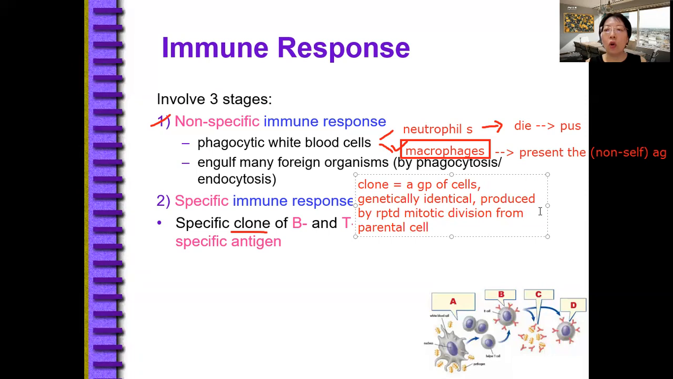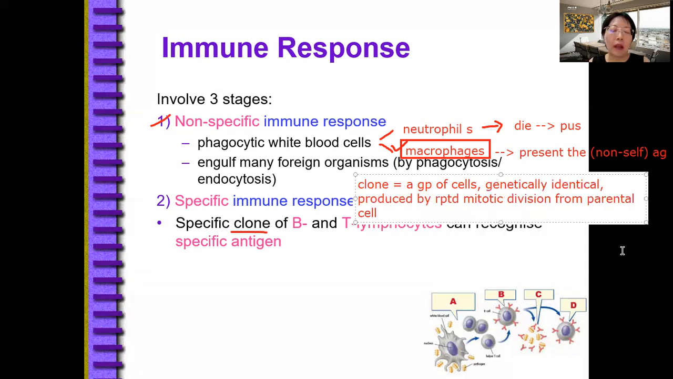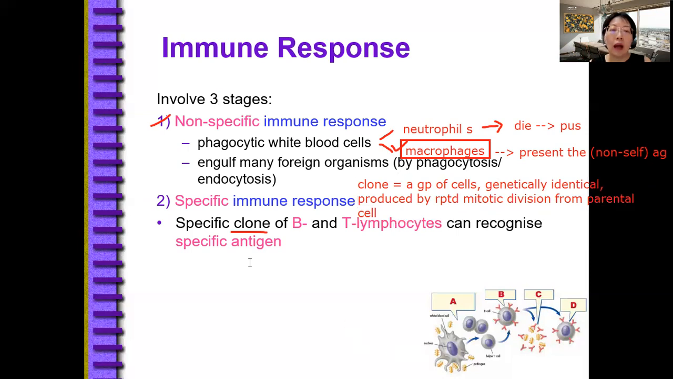So that's the meaning of a clone of cells. The clone of cells are all daughter cells produced by repeated mitotic division from an original single parent cell. That's why 1 becomes 2, 4, 8, 16, 32, and so on, to become a clone of genetically identical cells. Clones of B and T lymphocytes can then be activated to recognize that specific antigen only.